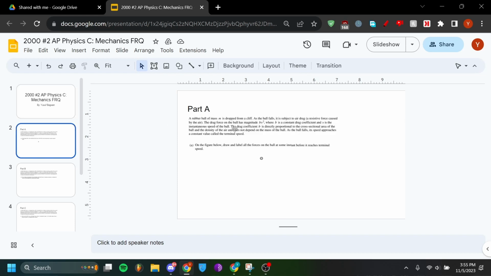Alright, let's get into part A. A rubber ball of mass m is dropped from a cliff. As the ball falls, it is subject to air drag, a resistive force caused by the air. The drag force on the ball has a magnitude bv squared, where b is a constant drag coefficient and v is the instantaneous speed of the ball. The drag coefficient b is directly proportional to the cross-sectional area of the ball and the density of the air, and does not depend on the mass of the ball. As the ball falls, its speed approaches a constant value called the terminal speed. On the figure below, draw and label all the forces on the ball at some instant before it reaches terminal speed.